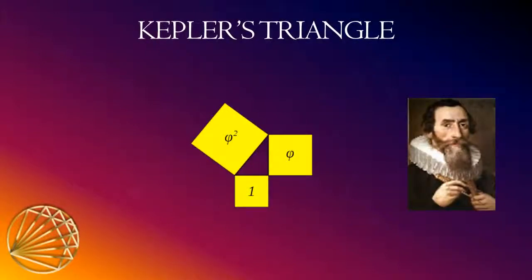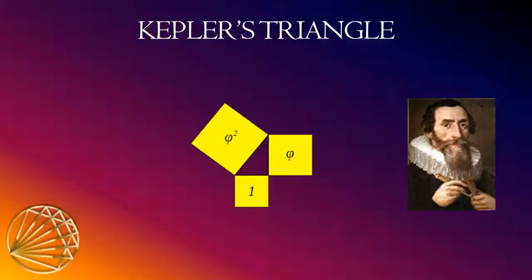Johannes Kepler was a German mathematician and astronomer from the 16th century who discovered that the Earth and planets travel around the Sun in ellipses, elliptical orbits. Kepler triangles combine two key mathematical concepts, the Pythagorean theorem and the golden ratio. Now this fascinated Kepler. He expressed this fascination in this quotation.